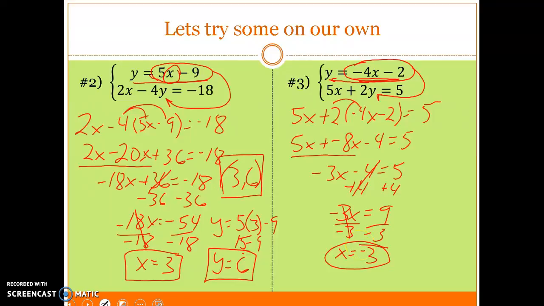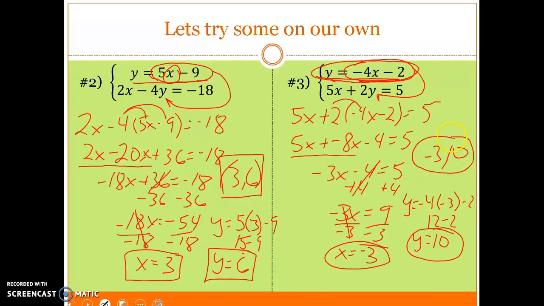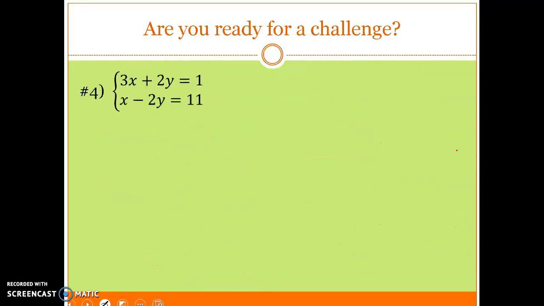But then I want to figure out what y is. And so if I use this top equation here, I have y equals negative 4 times negative 3 minus 2. Well, negative 4 times negative 3 is positive 12, and 12 minus 2 is 10. So y is 10. And my solution is negative 3, 10. That's a comma there. Negative 3, 10.